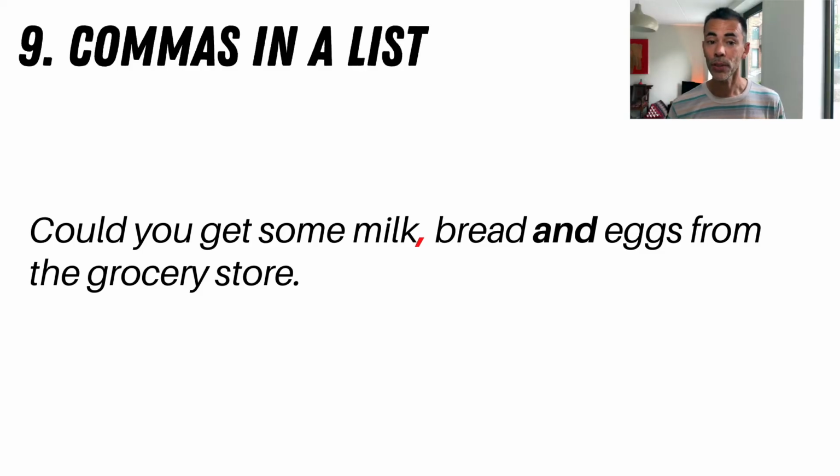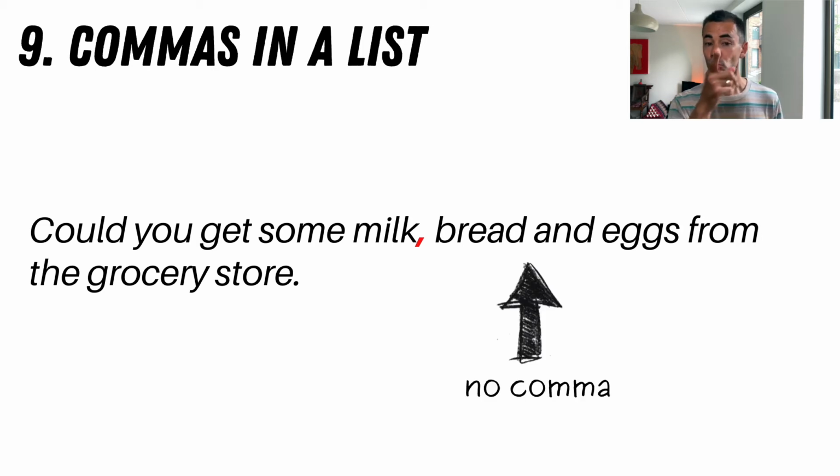Now, believe it or not, this is another source of controversy. And it seems to be a difference between American and British English. In British English, we generally don't use the Oxford comma. Could you get some milk, bread and eggs from the grocery store? Notice, no comma before and eggs.